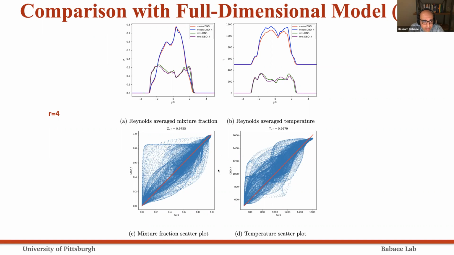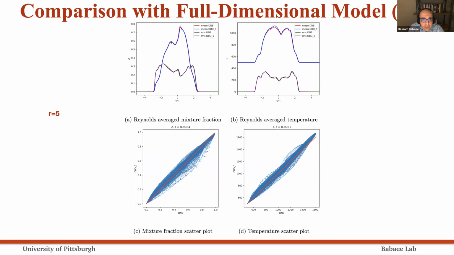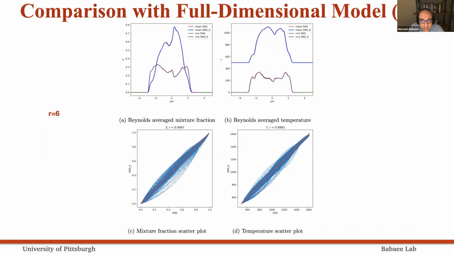But if we increase R from 4 modes to 5 modes, we see a much better result, and the scatter plots are converging as well. If R is equal to NS, we recover the full dimensional equation, and there is no reduced order modeling error, and all the DBO equations go back to the full dimensional case. But here we show R equals 6.